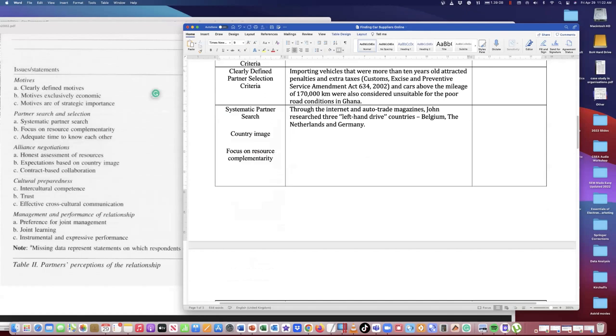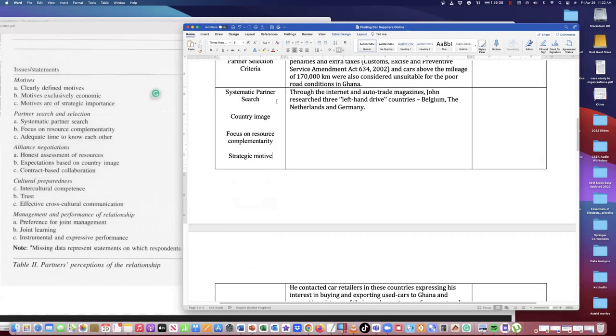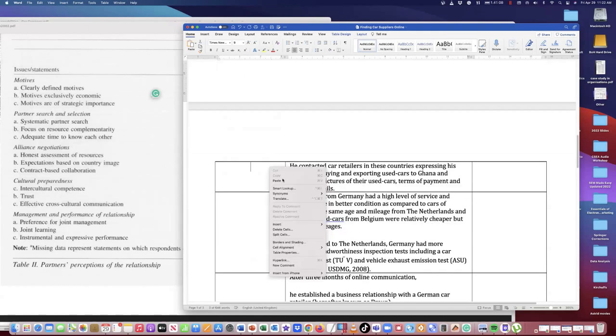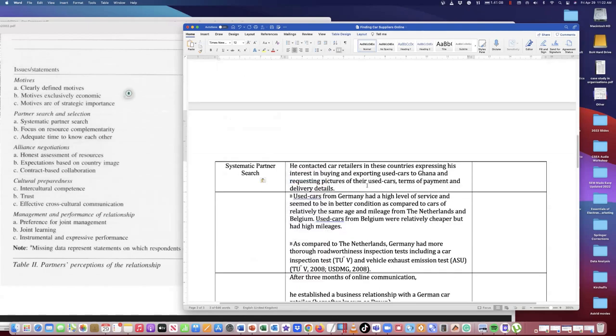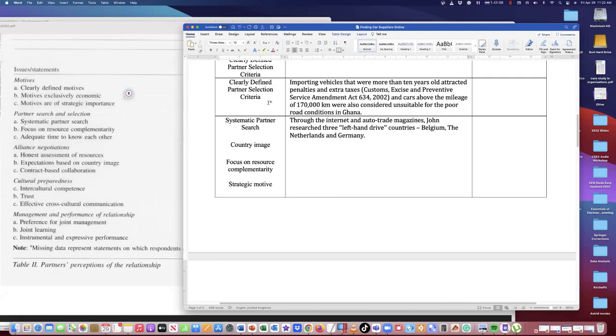Now you see that some of the codes are becoming not mutually exclusive, like they are actually depending on each other. That is when you start doing patterns together, like the axial ones. He contacted car retailers in this. This one is, I think, systematic pattern search. I think we are okay with this one. Rhoda, is that not true? Yeah. This whole thing. It is. Everything is there. Used cars from Germany. Okay, these are the reasons, the choices. These are choices. So pattern selection criteria. Is that not true?